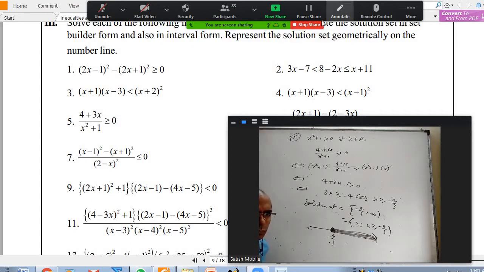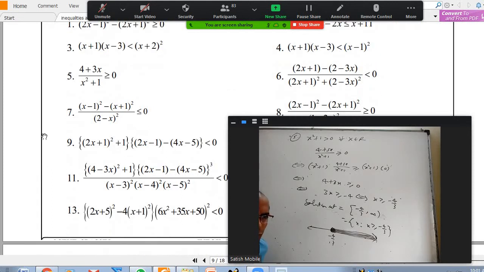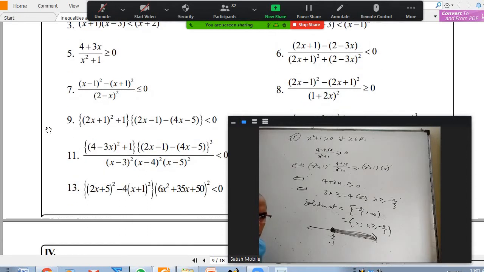Sir, if we would take x belongs to all the numbers, including real and complex numbers, then what will be the solution set for that? The problem is, in complex numbers, there is no inequality. We cannot say one complex number is less than another complex number, or one complex number is less than 0. So this inequality chapter cannot be there in complex numbers.